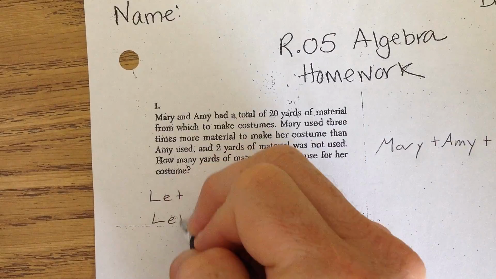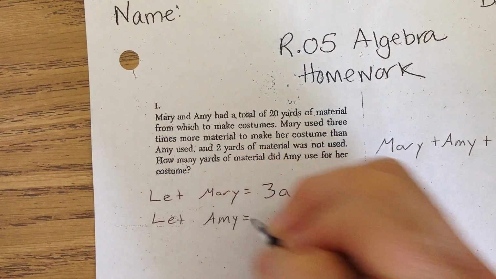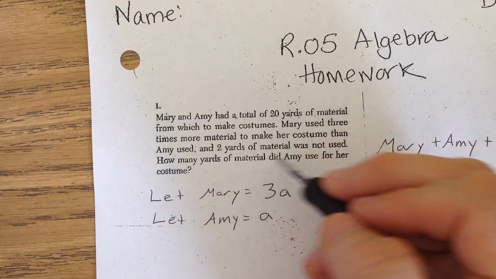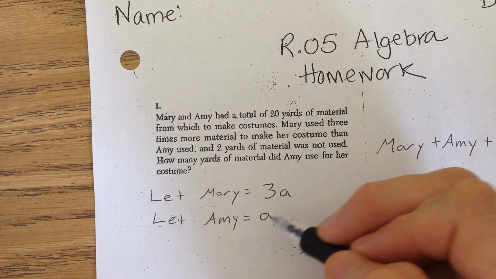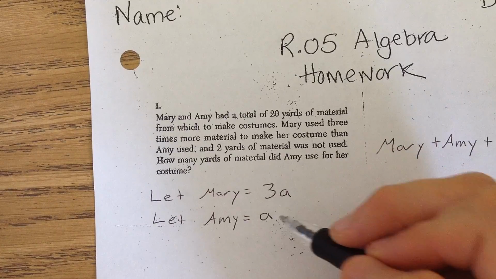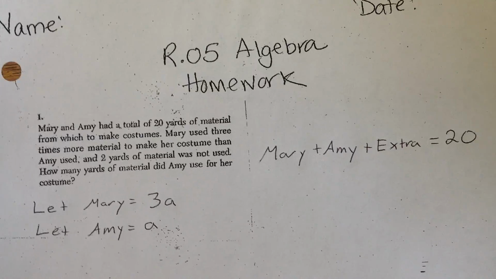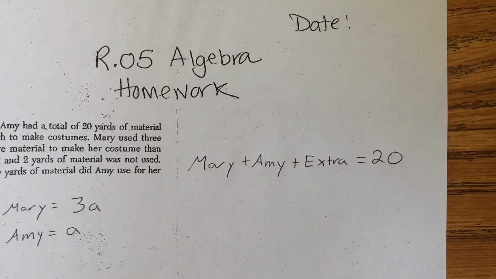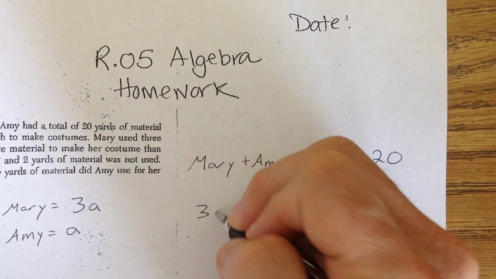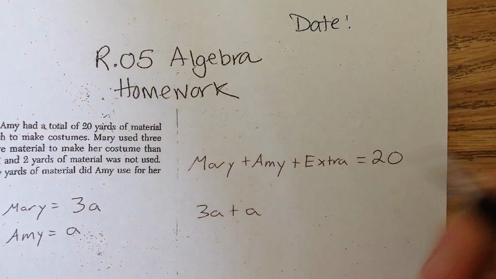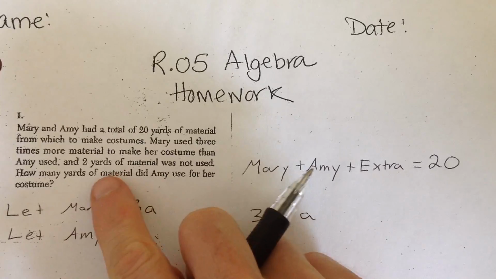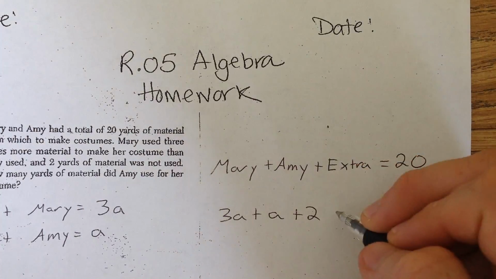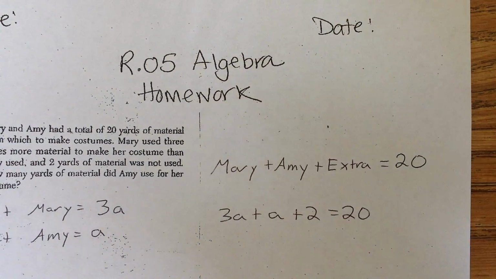And then down here we can say let Amy equal a. We want to use the same variable, and since the problem didn't tell us anything else about Amy, all we can say is that she equals a. So if we go back to our example here, we've got Mary plus Amy plus extra equals 20. So we just said Mary was 3a, Amy was a, and the problem told us that we had 2 extra yards that were not used, so that's our extra, and altogether that needs to equal 20.